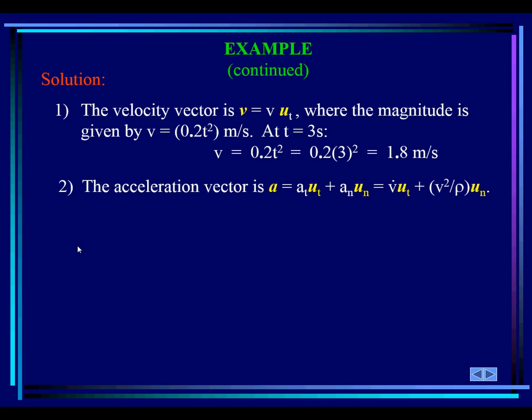The acceleration vector is at times ut plus an times un. So it's about adding the tangential acceleration and adding the normal acceleration. This one right here is the tangential acceleration, and this one right here is the normal acceleration.